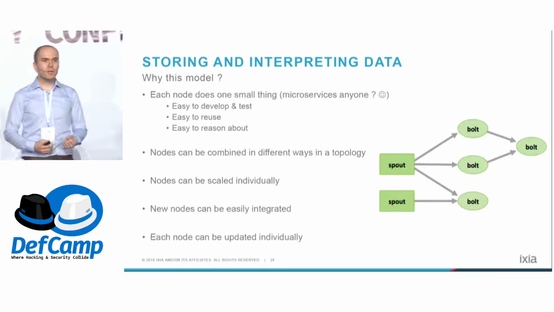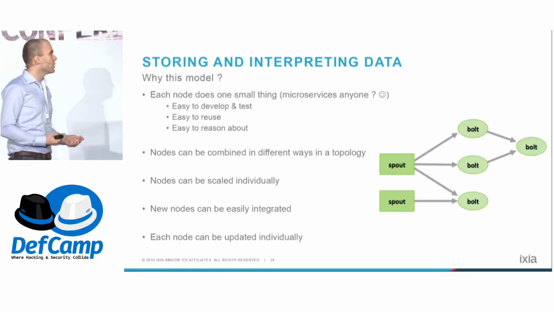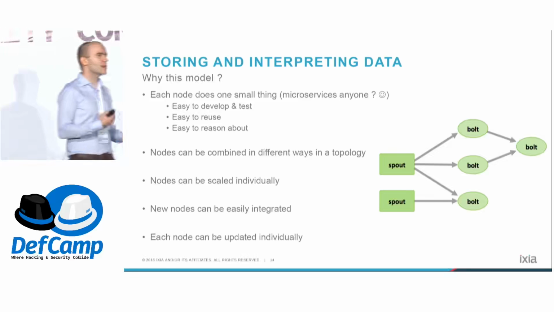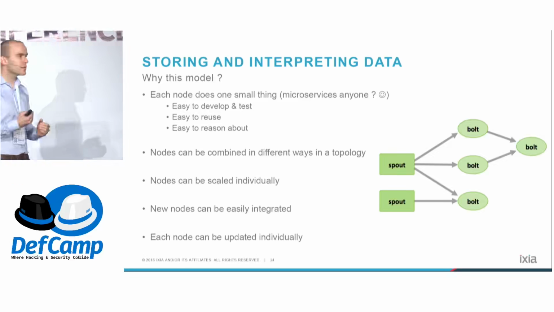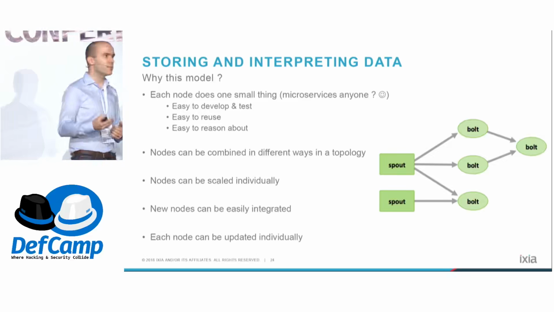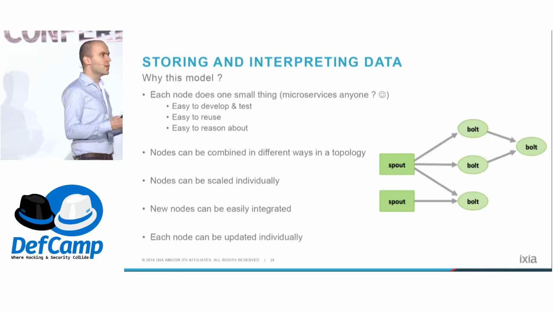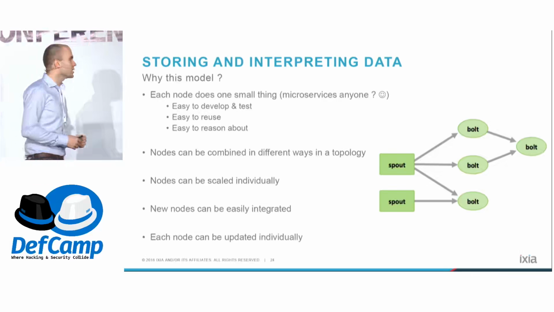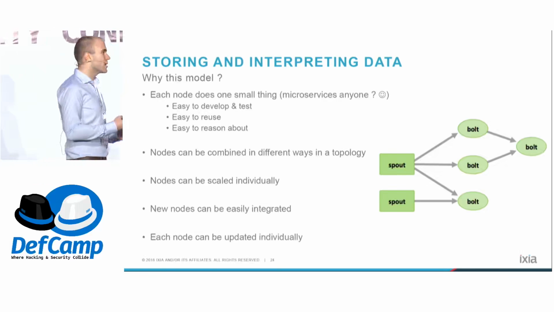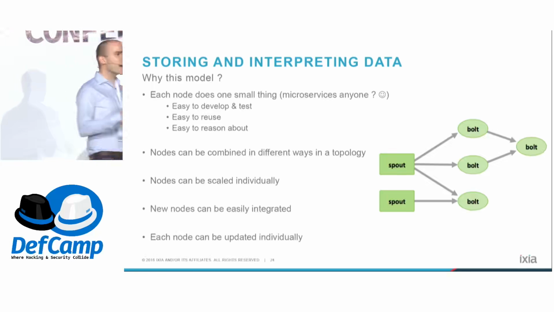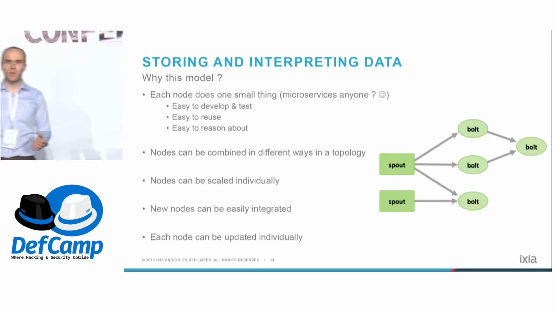So you might wonder why choose this specific model in order to build our system. Well, for one, as I've said, each node does one tiny little thing. Because of that, it's easy to develop and test and iterate through it. It's also easy to reuse. You can connect the same node in multiple places in your system. And it's also easy to reason about at the node level. It's easy to understand its interaction. And when you look at the whole system topology, you'll understand how the flow of information works through it.